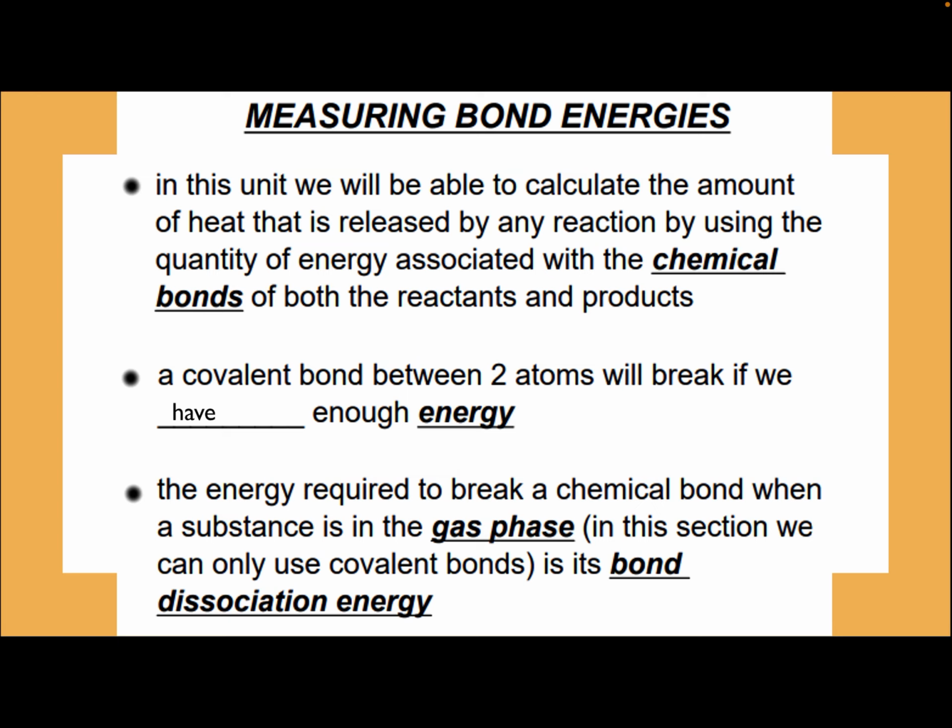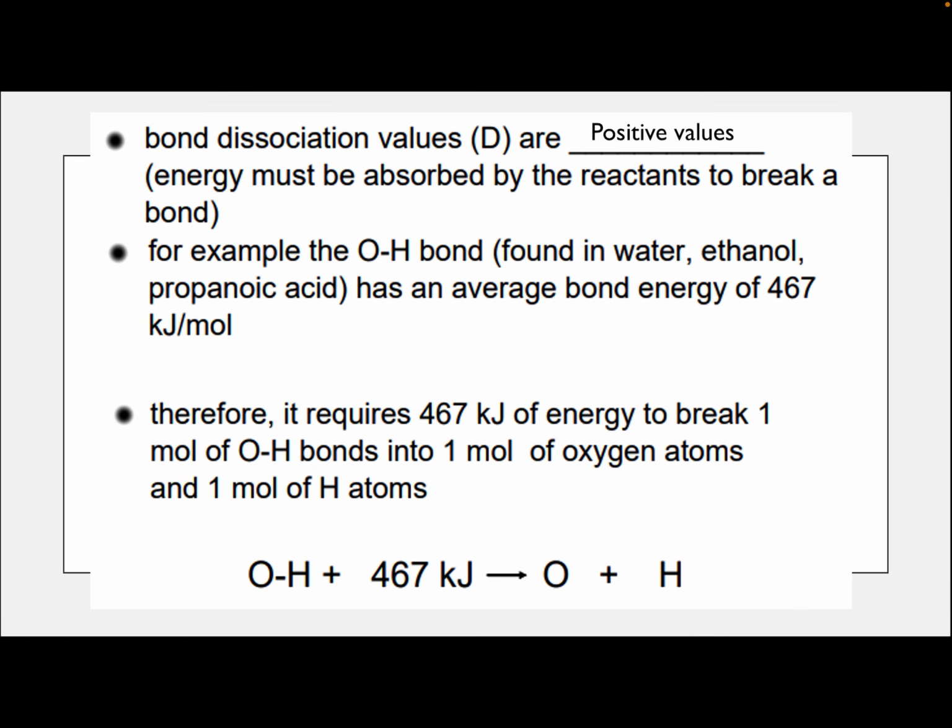So the energy required to break the chemical bond when a substance is in the gas phase, once again, we can only use that for covalent bonds, is known as bond dissociation energy. Bond dissociation values, known as D, are seen as positive values, and that is the energy that must be absorbed by the reactants in order to break a bond.